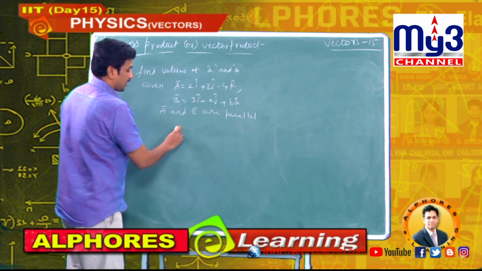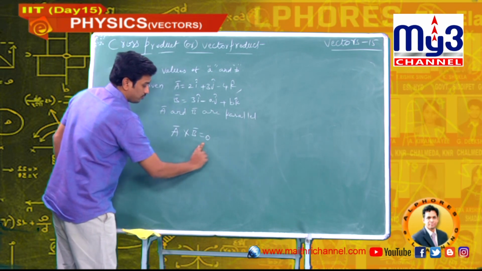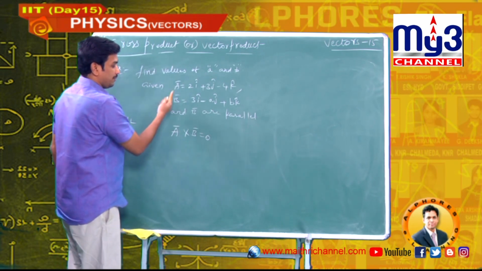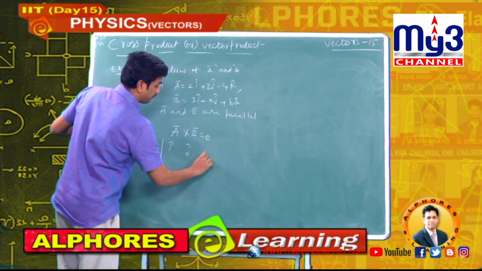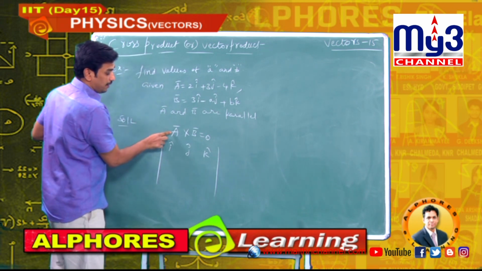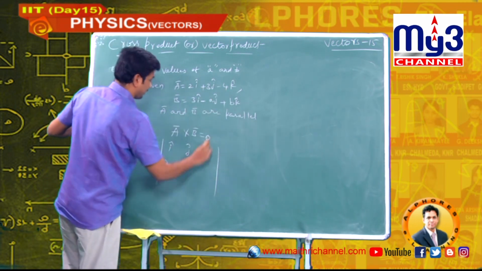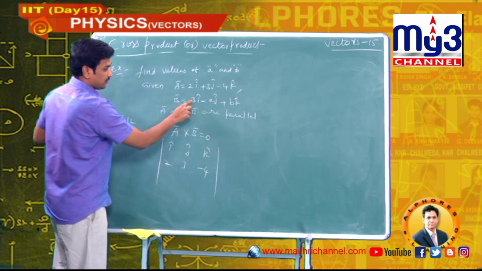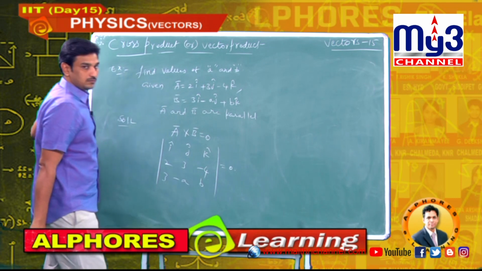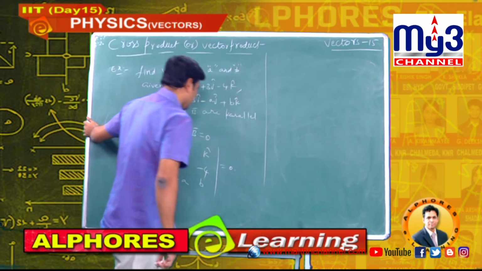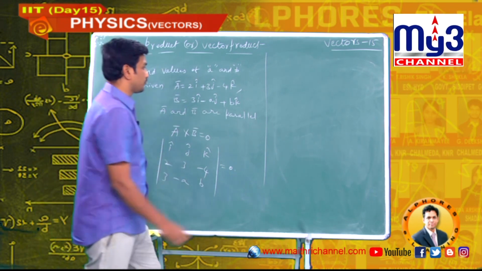When two vectors are parallel, we know that the cross product is 0. This point we already know. Now the cross product of these two will be 0. How to do the cross product? i cap, j cap, k cap; a bar: i cap coefficient 2, j cap coefficient 3, k cap coefficient minus 4; b bar: 3, b, minus a. This is equal to 0. Now, first i cap, next minus j cap, then next plus k cap.